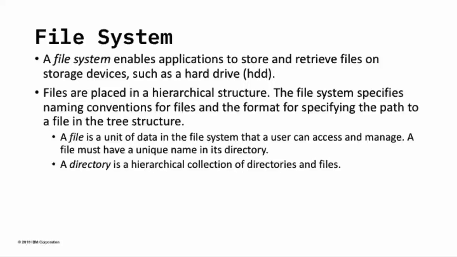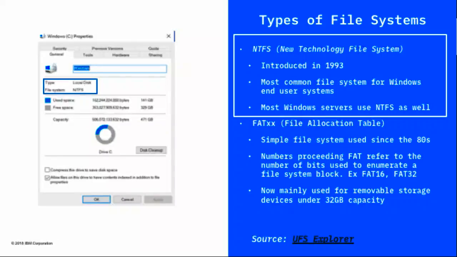What you'll notice is if you copy a file within a directory and paste it in the same directory, it will put a number behind that file name just to show that it's the same file, just a different copy of it. And a directory, which you may be used to calling a folder within Windows, is a hierarchical collection of directories and files. And we'll talk a little bit more about that as we go on.